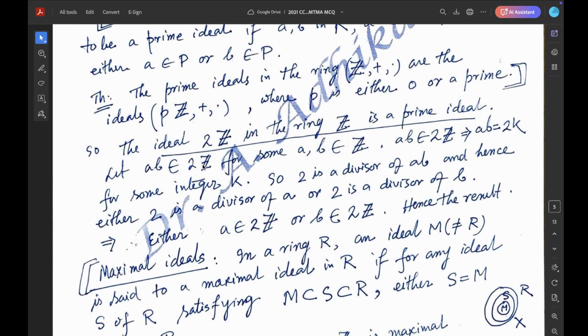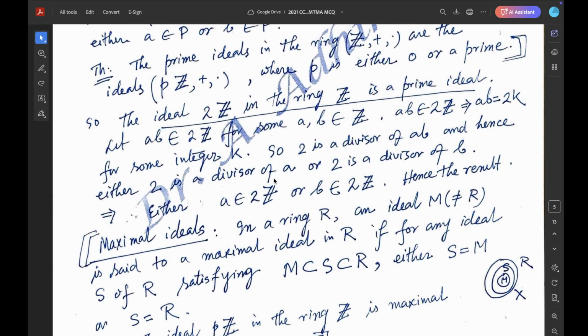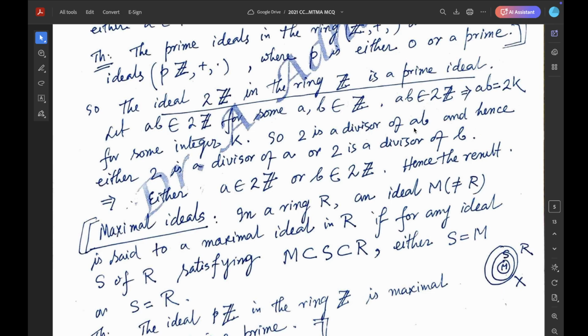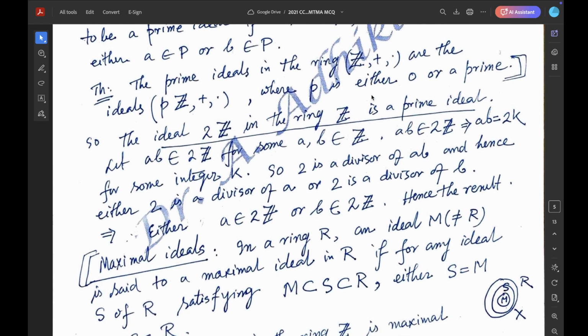Next, let AB belong to 2Z for some A, B belonging to Z. AB belongs to 2Z implies AB equals 2k for some integer k. So 2 is a divisor of AB, and hence either 2 is a divisor of A or 2 is a divisor of B. That is, either A belongs to 2Z or B belongs to 2Z, and hence 2Z is a prime ideal by the definition of prime ideal.